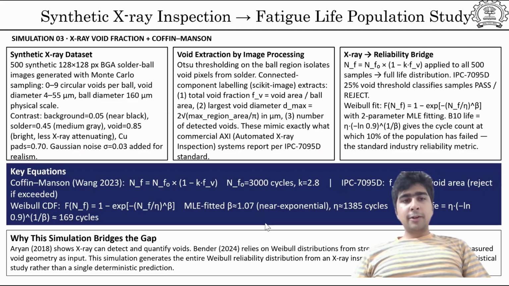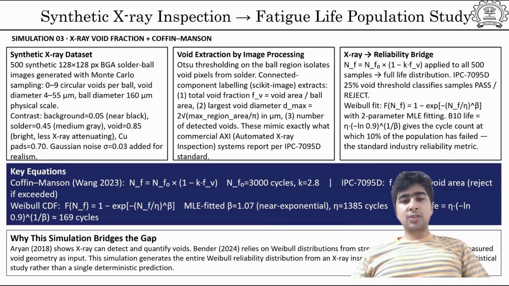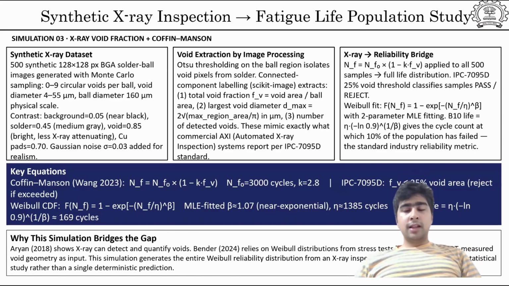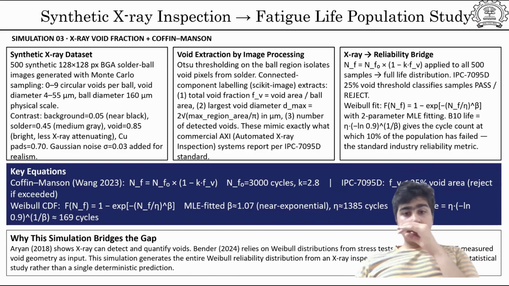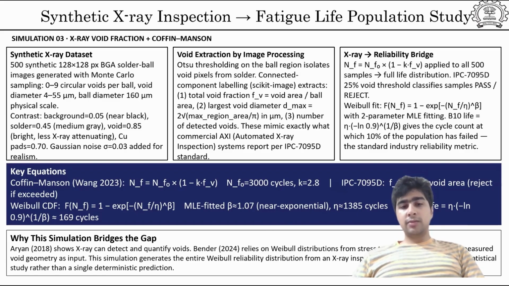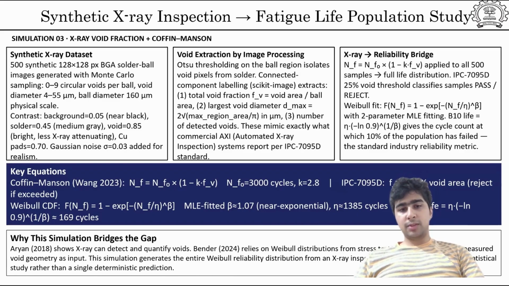Hi everyone, I'm Archit and I'll be explaining the third simulation. The simulation is based on an X-ray approach which does statistical population study, and rather than predicting a single life of a single defect, we generate 500 samples representing 500 solder balls from a production batch, each with different random void configuration. And we try to ask what is the Weibull life distribution of this sample.